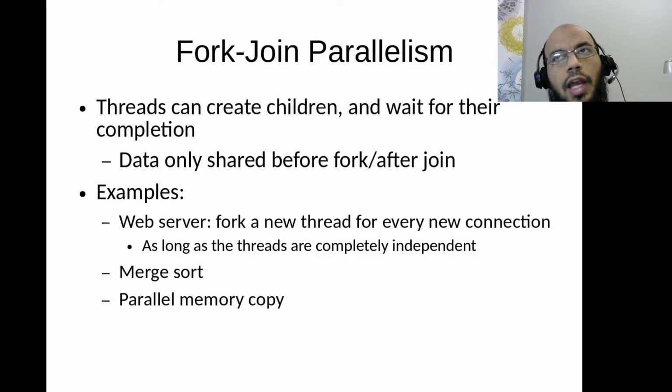You can, of course, share the data through a file or do something that is, well, weird. But in general, using the thread API, the way you share data can only be before the fork, right before the new thread starts running, or right after the child thread exits, after the join. And there are multiple examples of this.